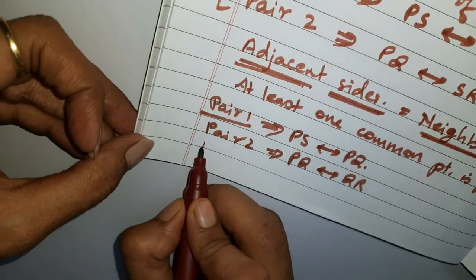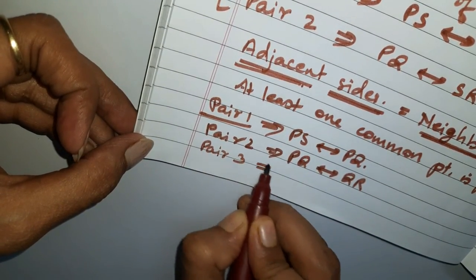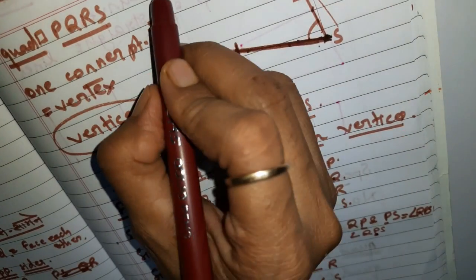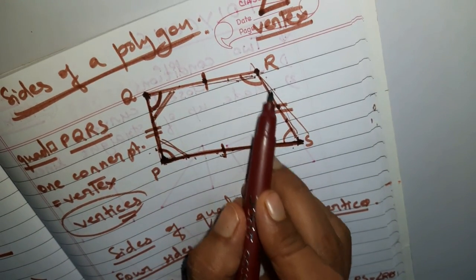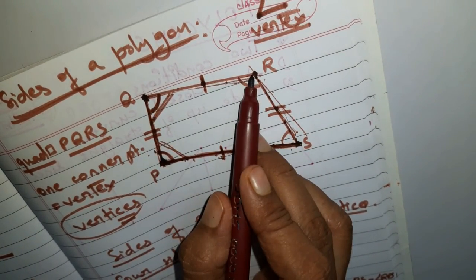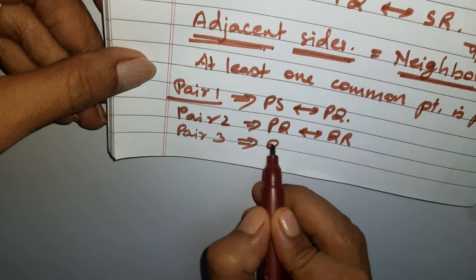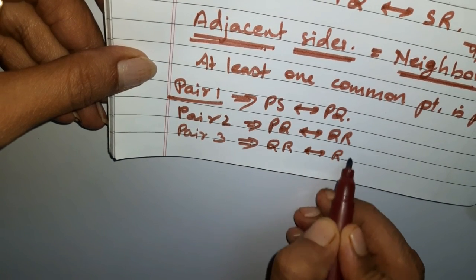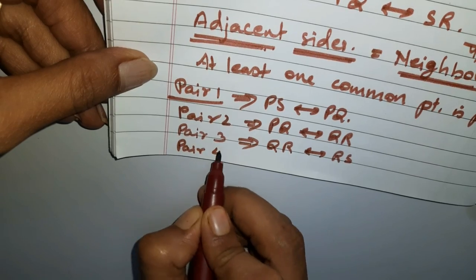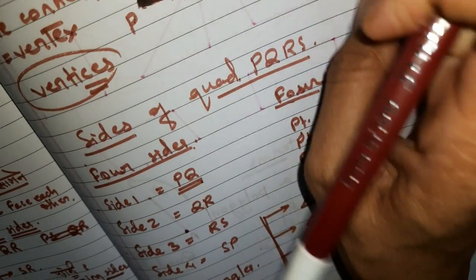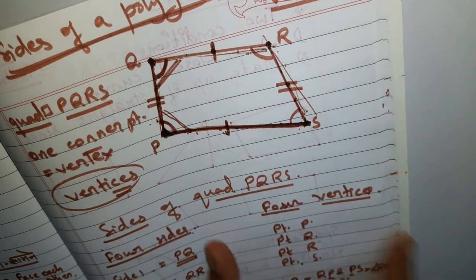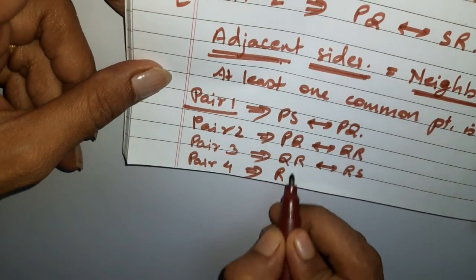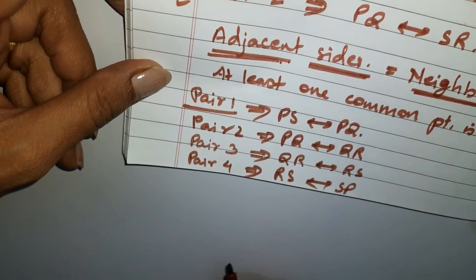Then pair number 3. In pair number 3, to this side, which side is adjacent? This side is adjacent, isn't it? So QR is adjacent to RS. Let us write: QR is adjacent to RS. Now pair number 4. Pair number 4 is that RS is adjacent to SP. So let us write: RS is adjacent to SP.